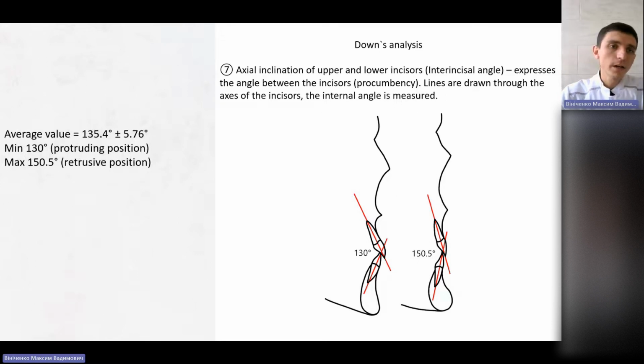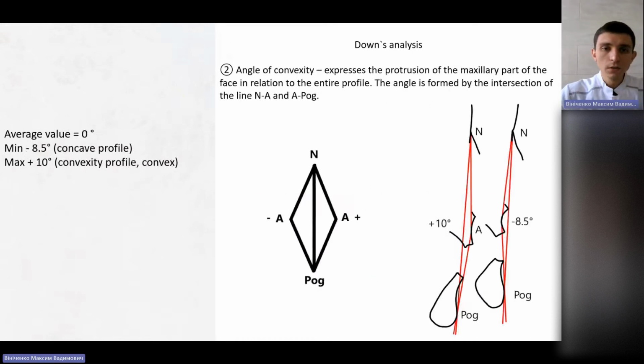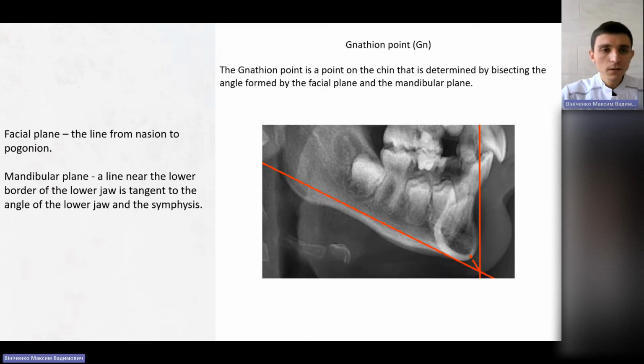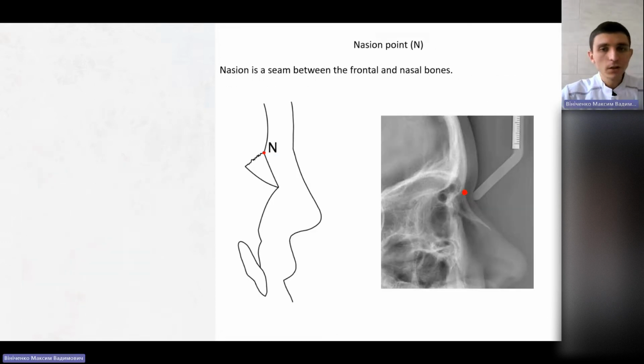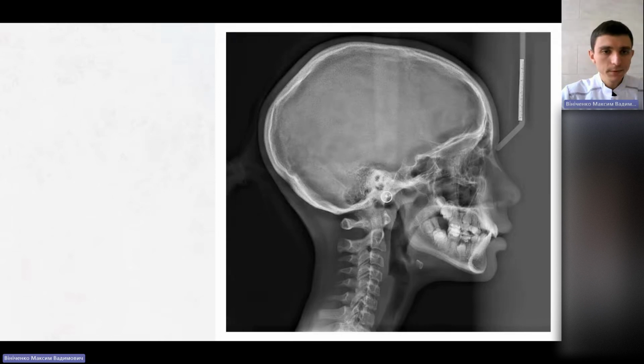If the value of the axial inclination of the upper and lower incisors on each incisal angle is 150, we say that this patient has a retrograde position. With a retrograde position, we could make a slight protrusion of these incisors. But first of all, we need to consider the contours of the face, as you can see on the cephalometric, not only the dental analysis.